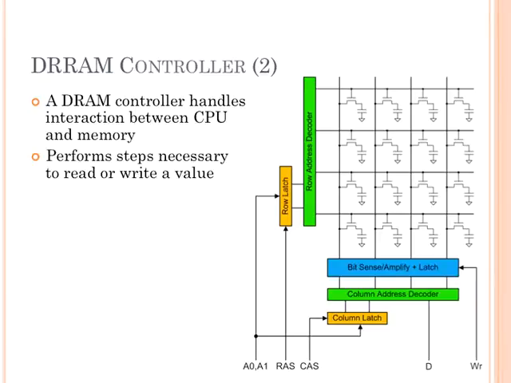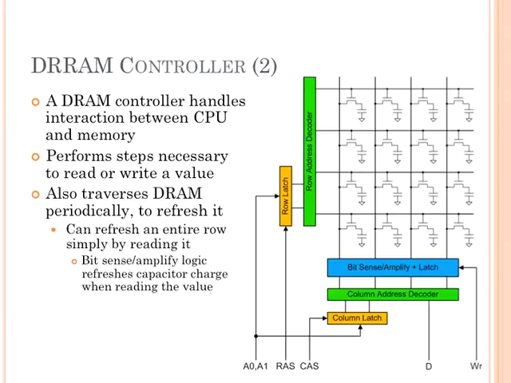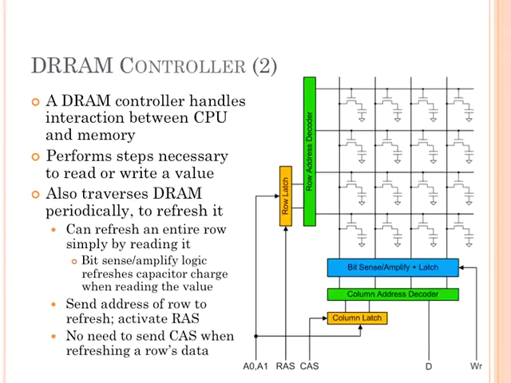So that's where a DRAM controller comes into the picture. So the processor just says, I want to read this address, and the DRAM controller takes care of, okay, row address, RAS, column address, CAS, get the value out and pass it back. And then it can sort of say to the processor, here's your value, I finally have your value. Okay? And it also traverses DRAM periodically using the mechanism I just described. So you just set a row address, toggle RAS, and it will refresh that entire row. And like I said, you don't need to activate CAS. So it's basically half the speed of a memory access. Okay?